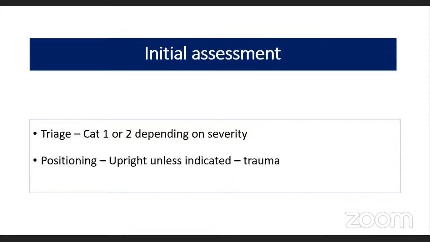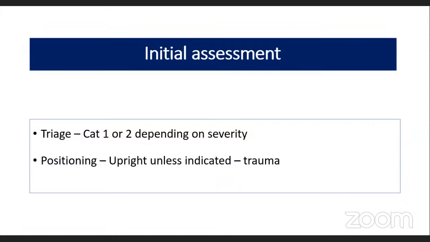In the initial assessment, basically you want to triage the patient, but it is usually done by the triaging officer or the triaging nurses. This patient is usually categorized into category 1 or 2 depending on severity. Severity depends on the patient's clinical presentation, vital parameters, and adjuncts like saturation.